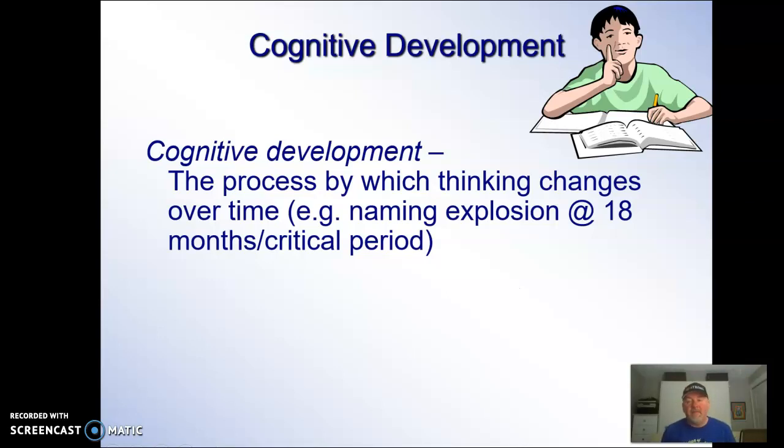At about that time too, right after the end of that, we get what's called the naming explosion. And if you've ever been around a kid at that age, they are just naming everything. And their favorite thing to ask is, what's that? What's that? What's that? And they're learning all of these things. And if you look at that, they say that kids can learn on average about 45 words a day at this point.